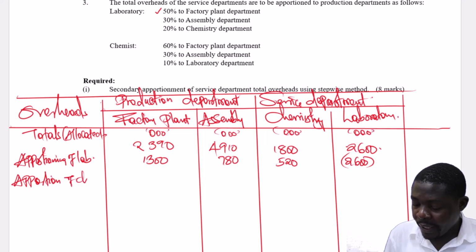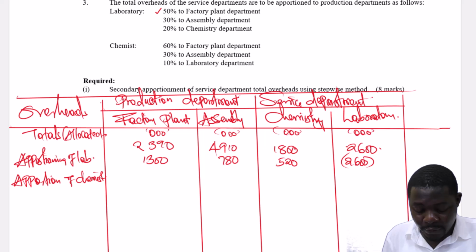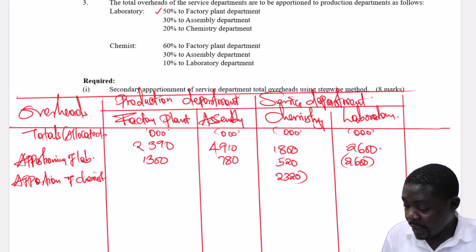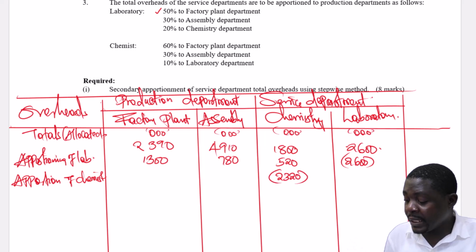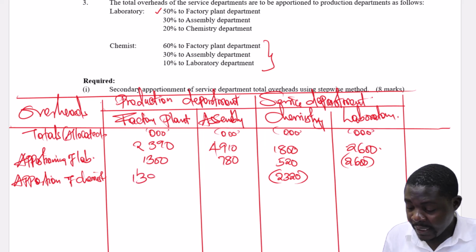Apportioning of chemistry. Now find this plus this one, the plus 1800. You have 23,20. Now we apportion 23,20 to the other departments using these particular ratios. 0.6 multiplied by the 23,20. You have this is 30,92.